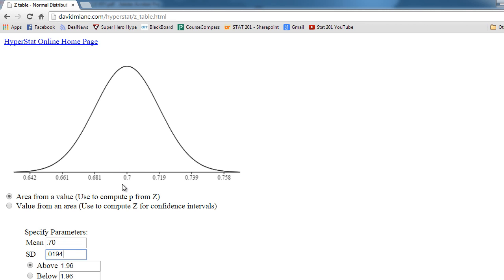Remember, this is what we believe to be true. The most likely thing to occur in this scenario, where 70% is the truth, is that we would find 70%. It would be odd to find something of 80%. We'd say that'd be an outlier. That would be something very odd.